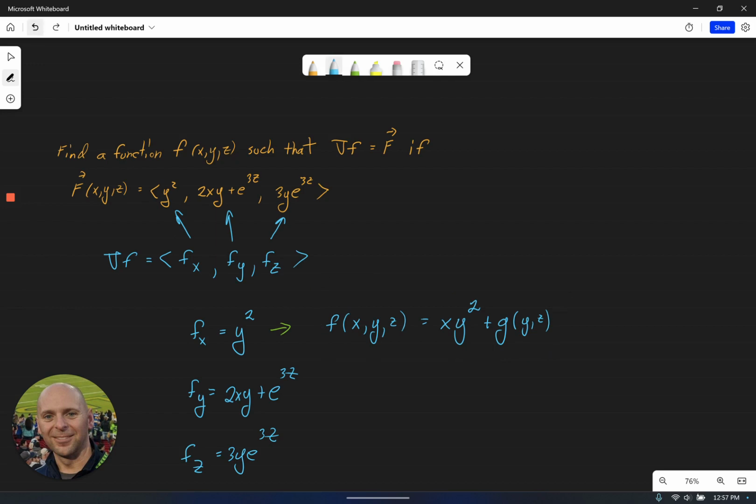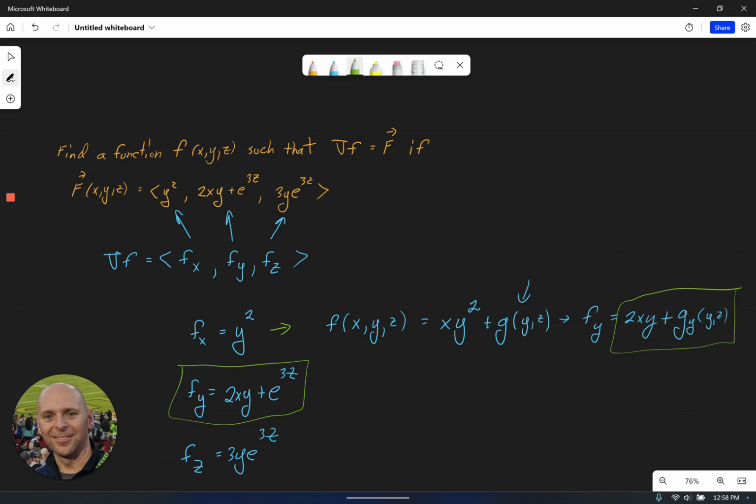So let's go ahead and now take the partial of our new version with respect to y. And the partial with respect to y then is 2xy plus the partial of g with respect to y, which is just g sub y. Now according to our field, f sub y rather, that partial, is supposed to be 2xy plus e to the 3z. So let's equate those two.